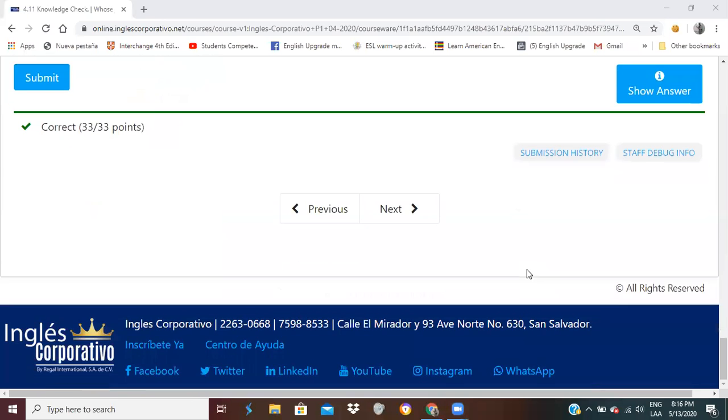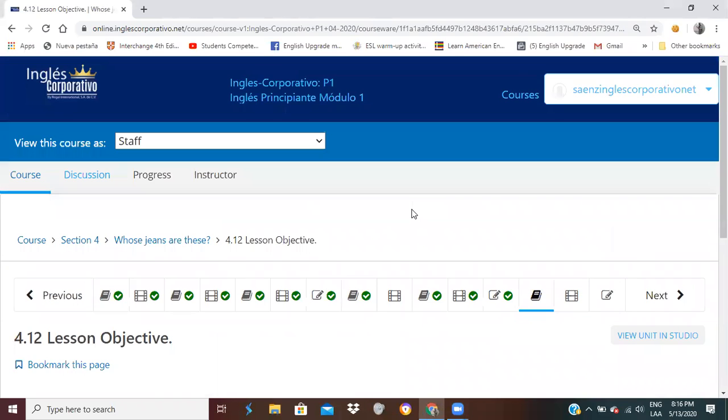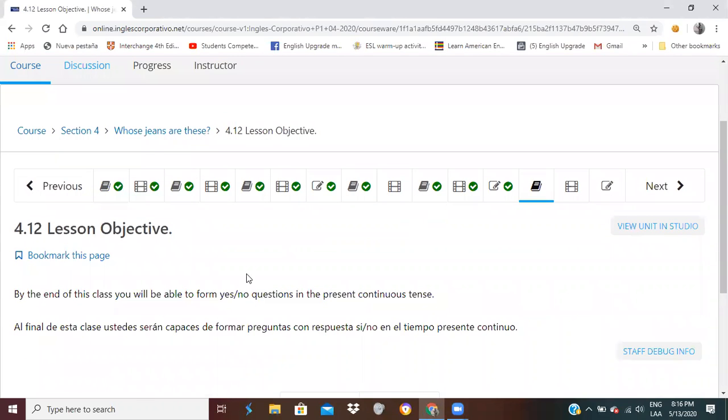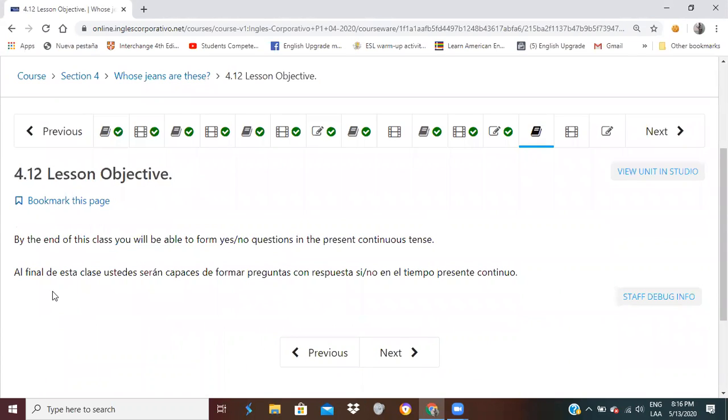So, since we already practiced the pronunciation of this activity, what I would like for us to do is move forward on lesson 4.12. By the end of this class, you will be able to form yes, no questions in the present continuous tense.